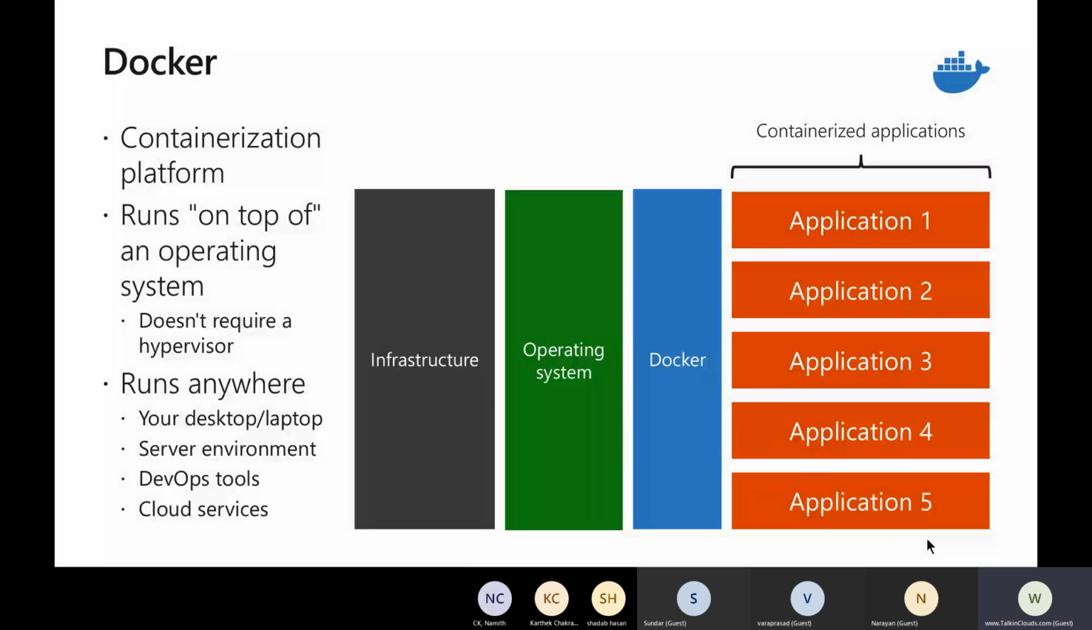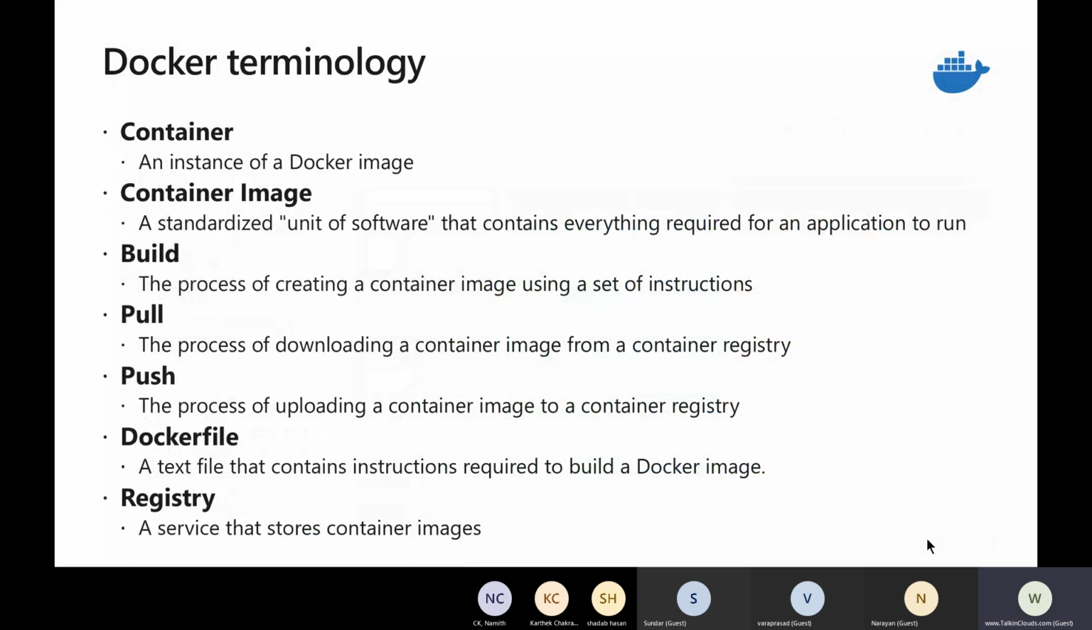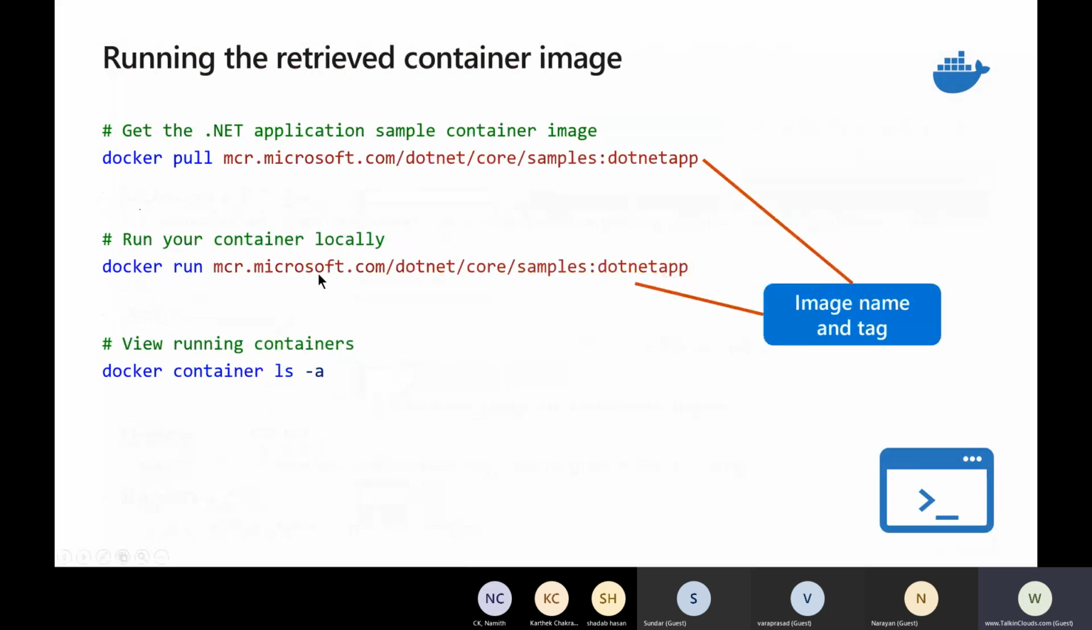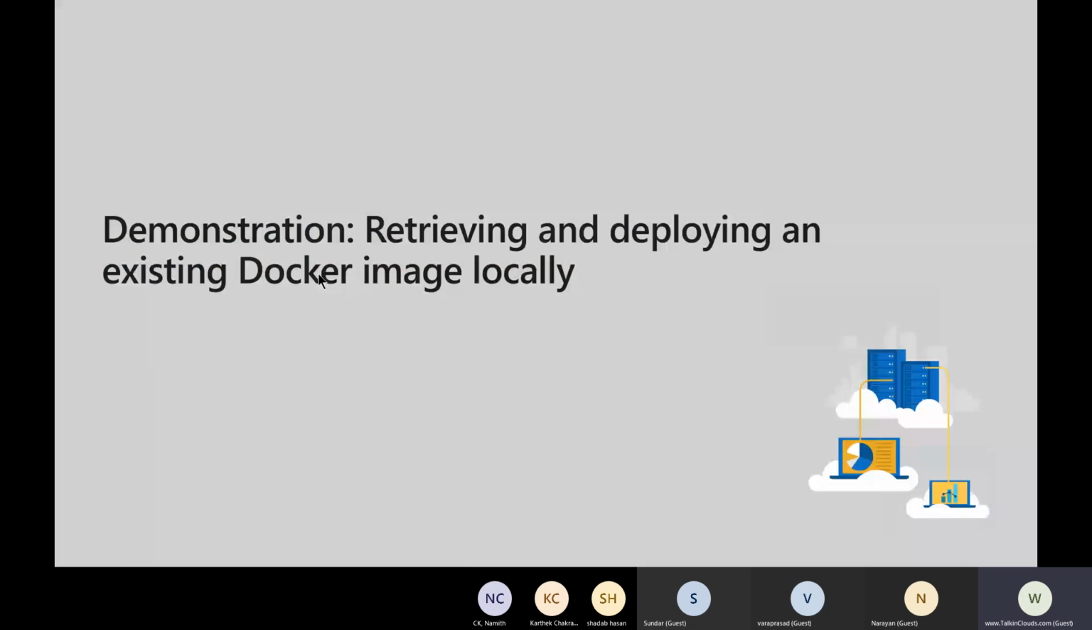Here you have the Docker and then the Docker container. An instance of the Docker image will be the container, and the container image is the unit of software running. Then you have build, pull, push, the Dockerfile, and registry. These are the features. You can pull the Ubuntu image, the Microsoft SQL image. All those images you can pull and use.